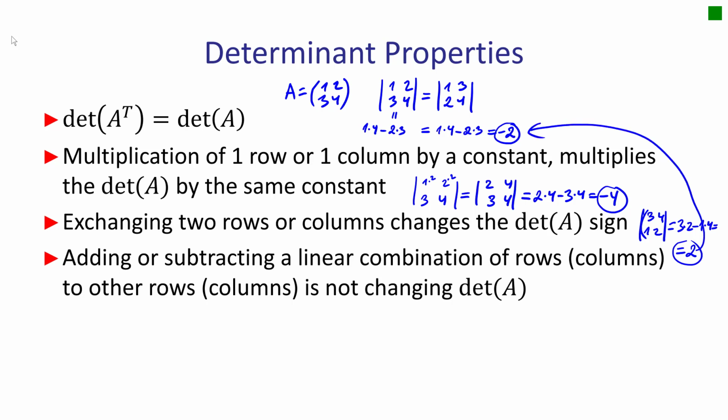Another property is that adding or subtracting a linear combination of rows or columns to other rows or columns does not change the determinant of A. Pay attention that rows work only with adding other rows, and columns work only with adding other columns. For example, if you add into some line some other line, or if you add into that line something proportional to another line, which is another line multiplied by some coefficient or constant, it will not change the determinant. Let's see some simple example.